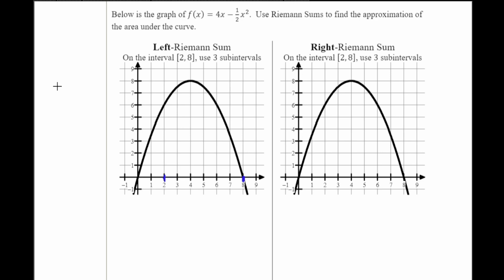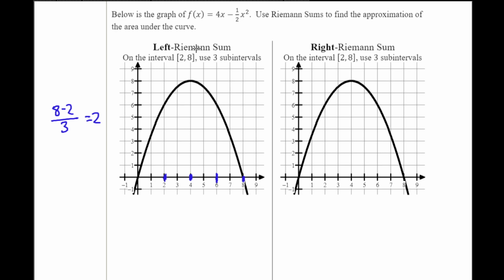this whole width. The easy way to do that is take the second number on the interval, subtract the first number, so 8 minus 2, and divide by how many subintervals you want. 8 minus 2 is 6, divide by 3, that's 2. So the rectangle's width is 2. The first rectangle is from 2 to 4, the second rectangle is from 4 to 6, and the third rectangle is from 6 to 8.